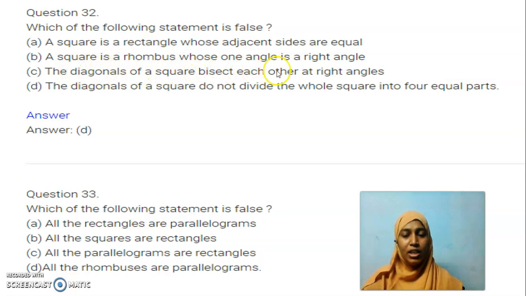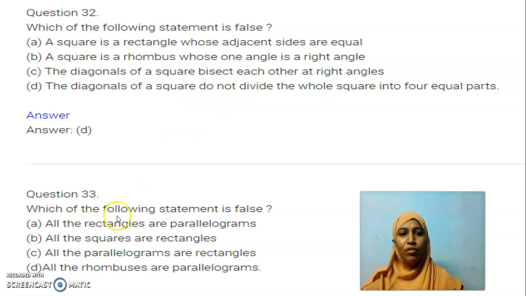The diagonals of a square bisect each other at right angles. Yes, of course, this we learnt as a property. What about the last one? The diagonals of a square do not divide. Surely the diagonals will divide the square into four equal parts. They have stated here do not divide. So this is the false statement.